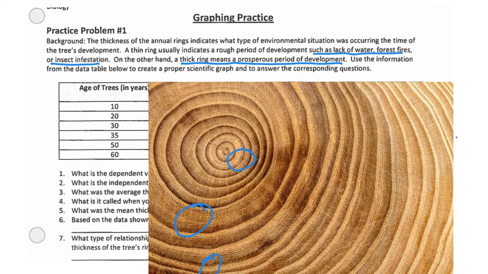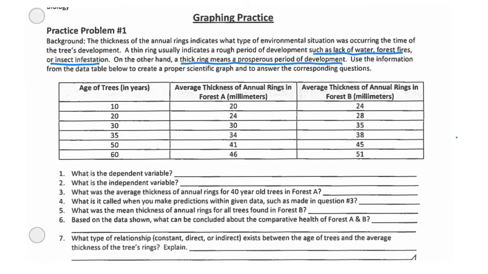Oops, we just want to get rid of the picture. Hold on. There we go. Okay. So first, let's start off by finding what our dependent and independent variables are, and then we're going to graph, and then we're going to come back and answer the rest of the questions.